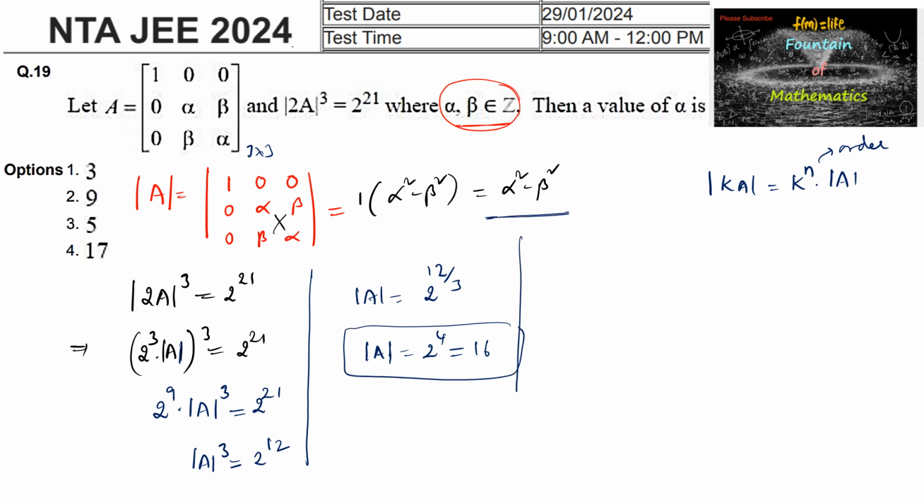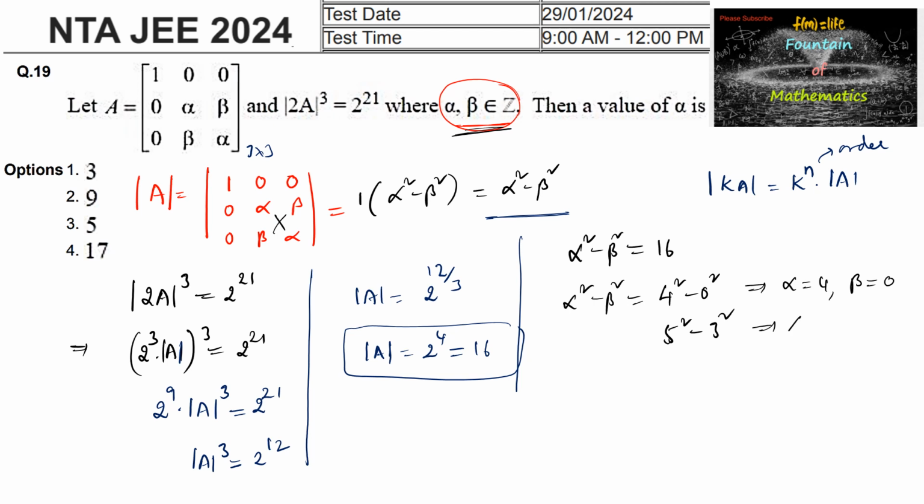So det A is equal to 16 and det A is equal to alpha square minus beta square. So we can write here alpha square minus beta square is equal to 16. And since alpha and beta are integers, the possible ways of writing is either 4 square minus 0 square, or we can write 5 square minus 3 square. So when 4 square minus 0 square, alpha is equal to 4 and beta is equal to 0. And when alpha is equal to 5, beta is equal to 3. So alpha is equal to 5. The value of alpha can be taken here, 5, which is option C. That is 5.